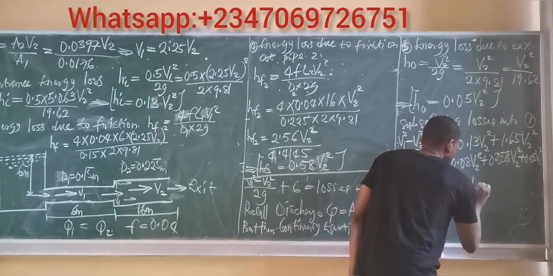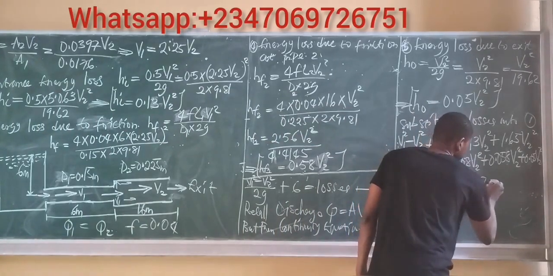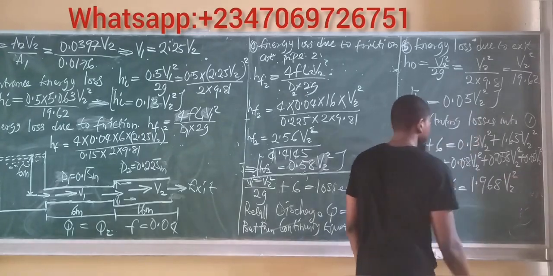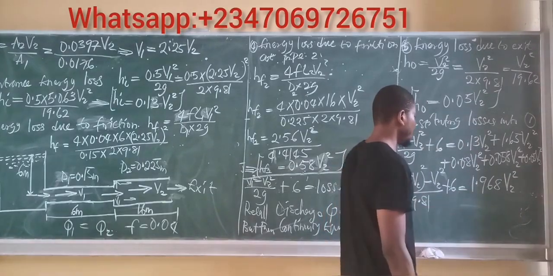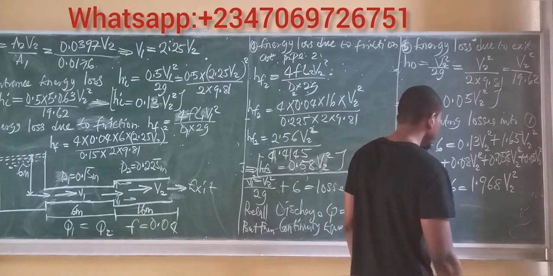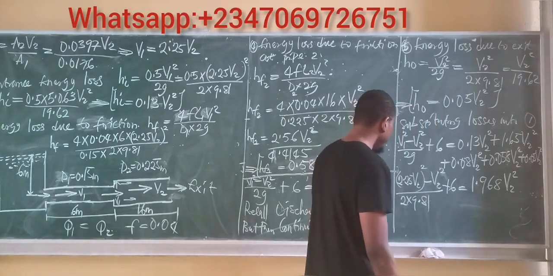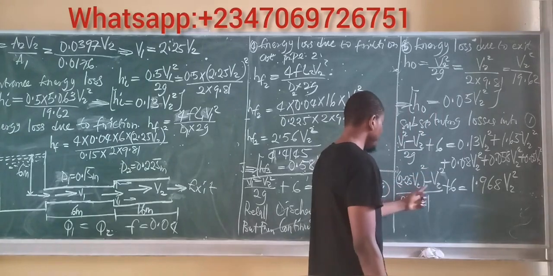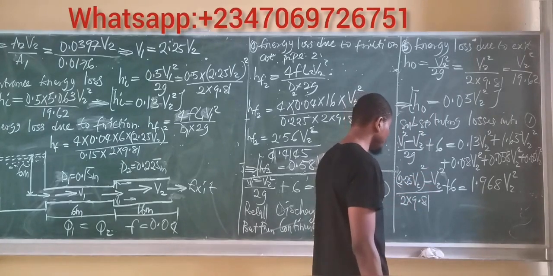So you have 1.968 V2 all squared. So this becomes the sum of the entire energy losses, 1.968 V2 all squared. Now from here, 2.25 squared, let's square this term now. 2.25 squared is what?